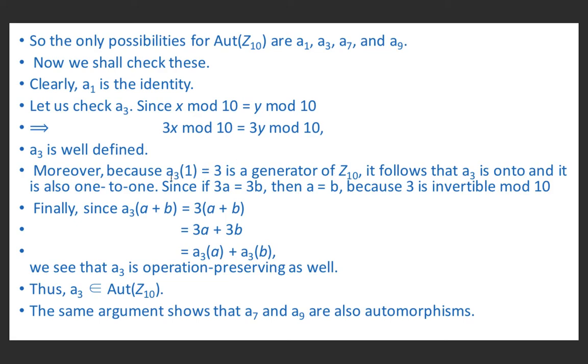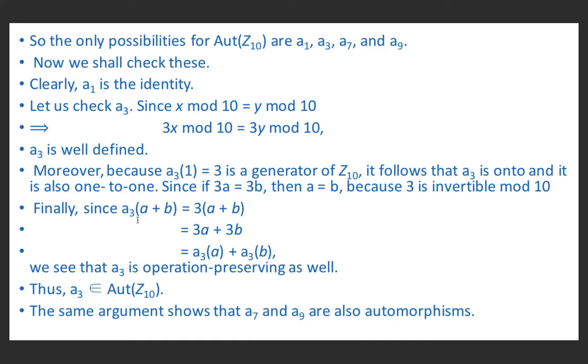So because A3(1) equal to 3, as defined in the last slide, is a generator of Z10, it means A3 is onto and it is also 1 to 1. Because if 3a equal to 3b, then a is equal to b, because 3 is invertible modulo 10.